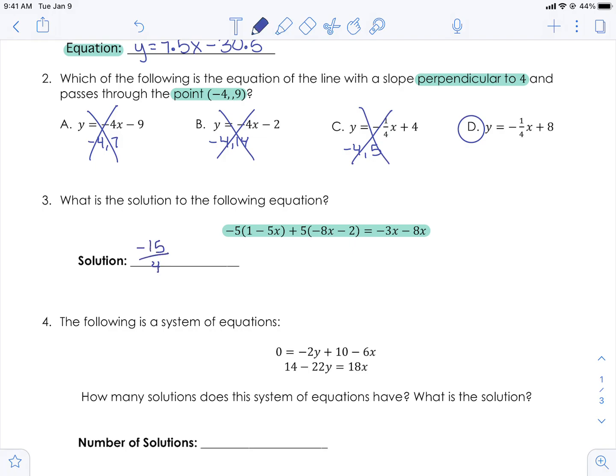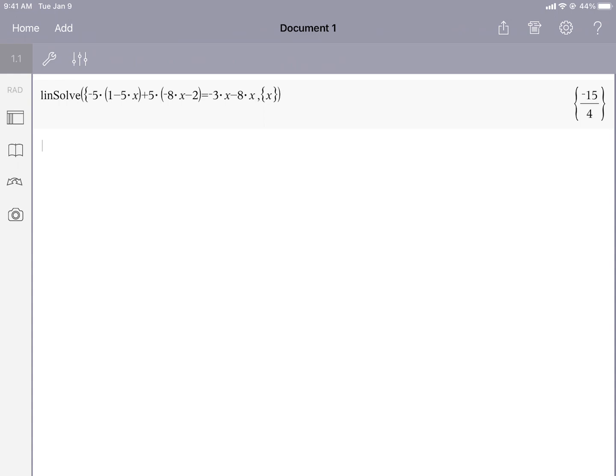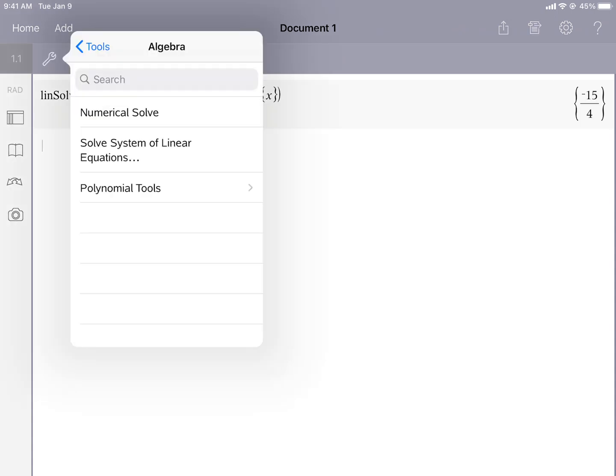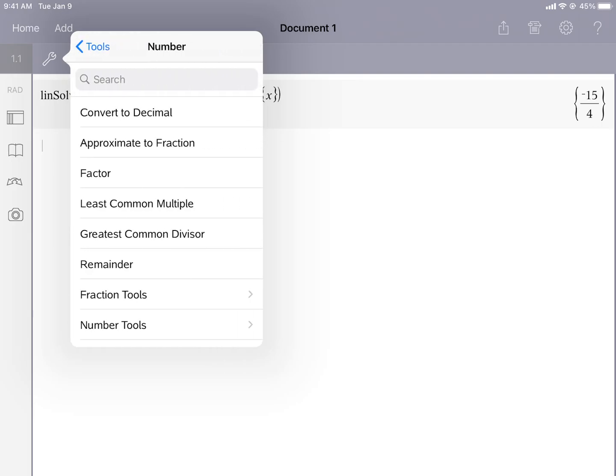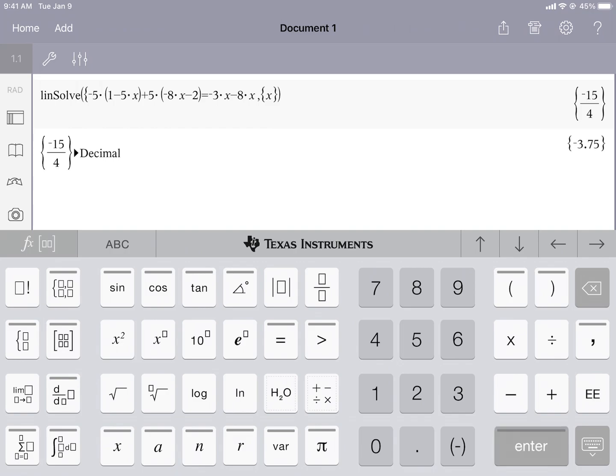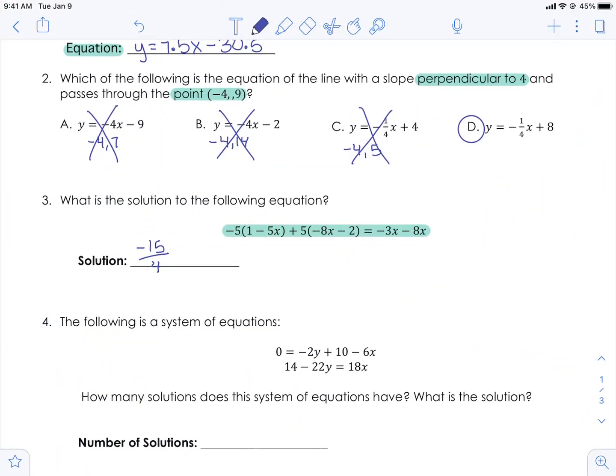Now let's say that we had answer choices that were decimals. What we would do if we needed to switch to a decimal, we're just going to go to menu, and you have to go back if you're on the iPad, but if you're on the yellow calculator, you don't. So menu, we want to go to number, and we want to convert to decimal. When we do that, we press enter, we get -3.75. So that's how you would solve a system with one equation, or solve an equation.